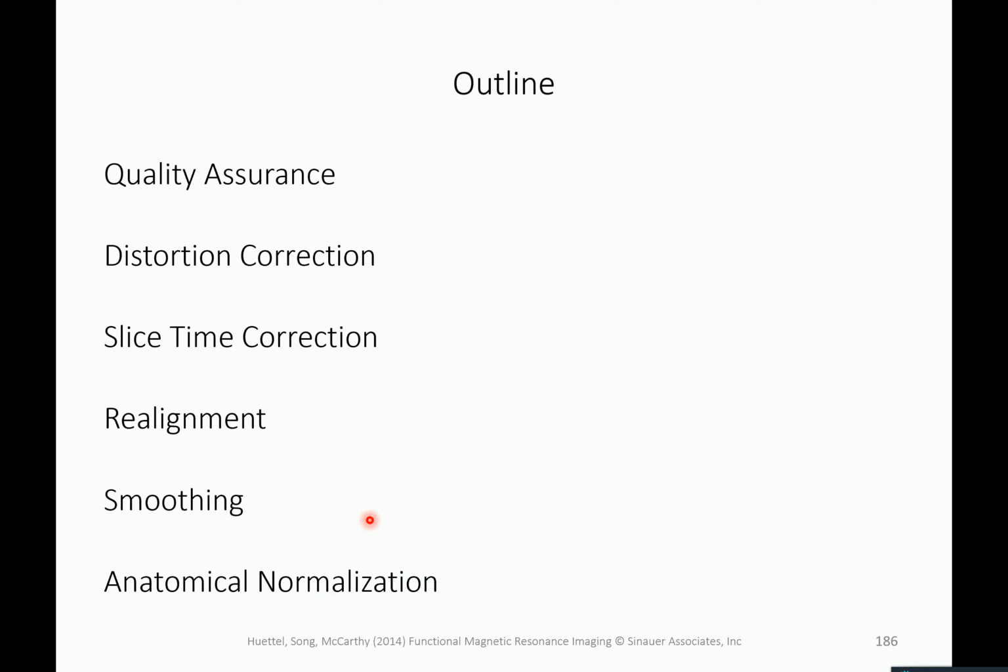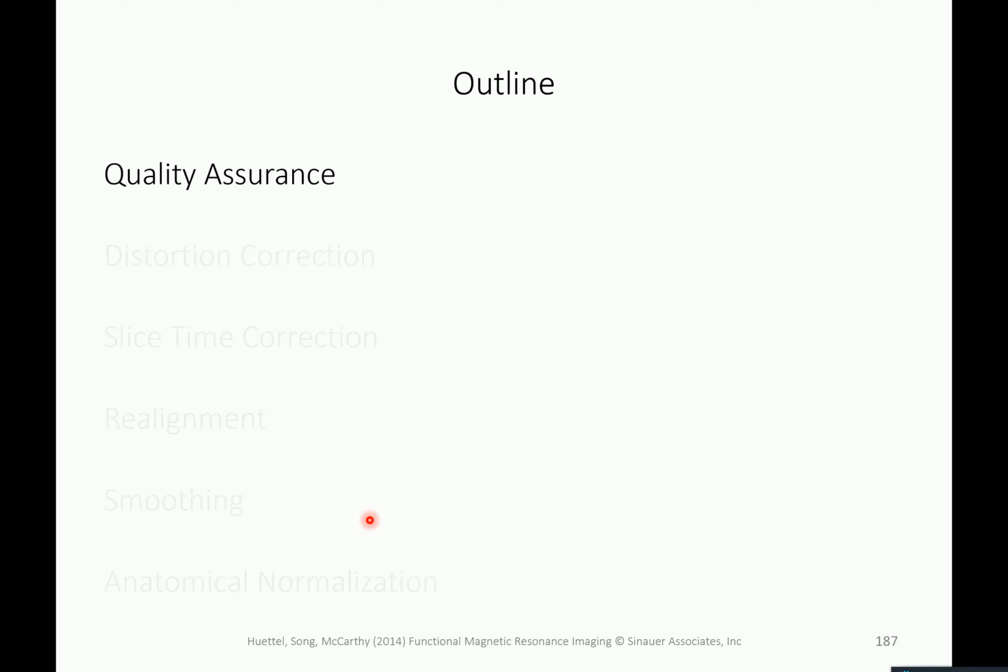So, based on these two things, this is the outline for today. There's some quality assurance, distortion correction, slice time correction, realignment, smoothing, and anatomical normalizations. What are these things? What can we say about it? That's what we're going to do.